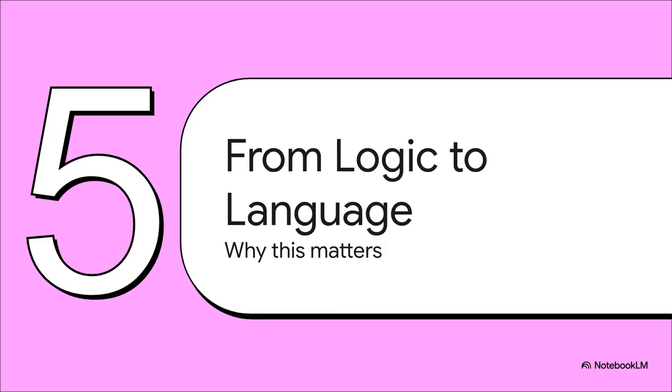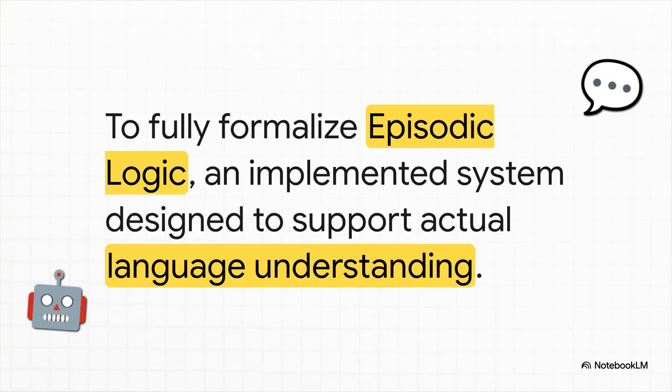Okay, so this is all really cool, nerdy logic stuff. But so what? Why does any of this actually matter? Let's connect the dots and bring this back to the real world. Right, so FO double star isn't just some abstract idea on a whiteboard. It's actually a critical piece of a much bigger project called episodic logic. And that is a real, working system that's being built with one ultimate goal in mind: to help computers finally achieve real, genuine language understanding.